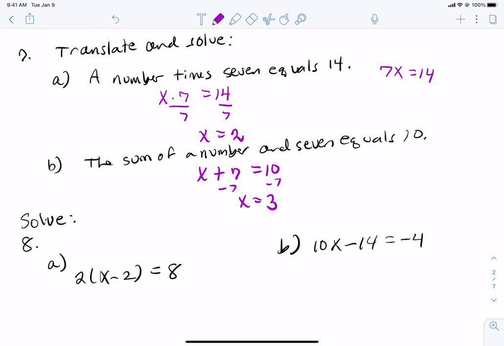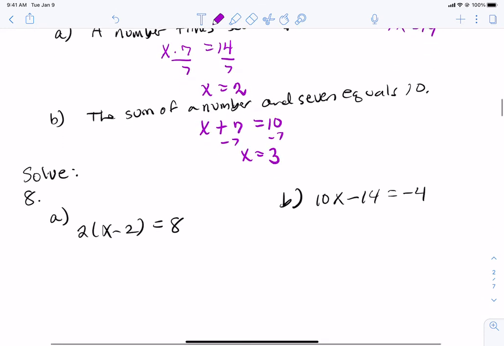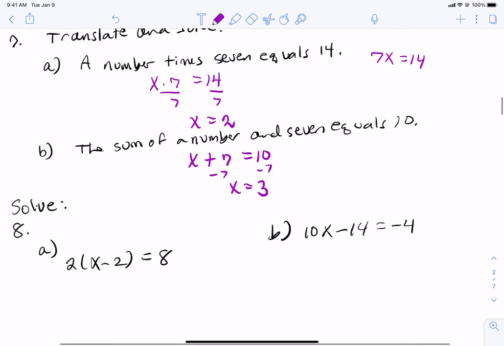Now that kind of started out some equations. Now let's take a look at some more complicated equations. So let's look at 8a. Now, we're trying to solve for x.